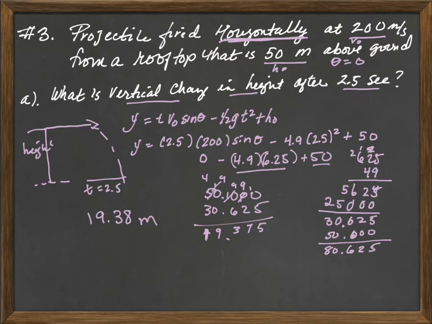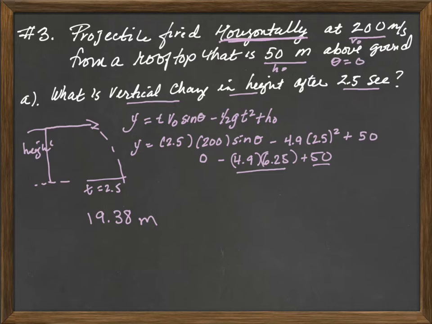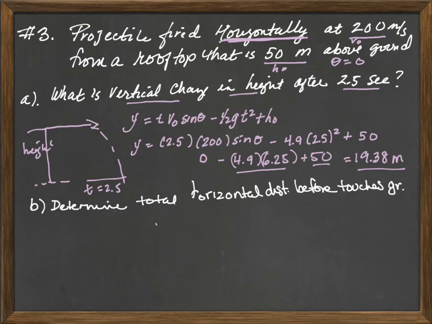All right, so that was part A. I'm going to erase some of this work here so that we can have room to do B on the same slide. So let's just put the answer up here: equals 19.38 meters. All right, part B. Part B wants you to determine the total horizontal distance it went before it hit the ground.